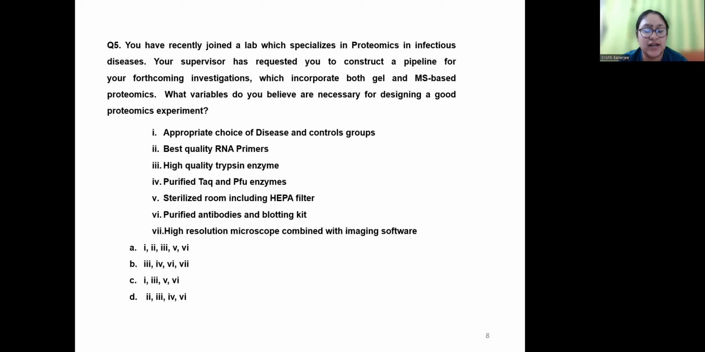Then I need a sterilized room definitely, because it's again an infectious disease. So I will be exposed, and my environment will be exposed, to unscreened blood or blood which is known to have some infectious signatures in it. And then because I'm doing gel based and MS based, I will definitely be doing blotting and ELISA experiments, which will need purified antibodies and blotting kits. So yes, I guess Amardeep answered. His answer is correct, but I would like to briefly discuss proteomics with all of you.